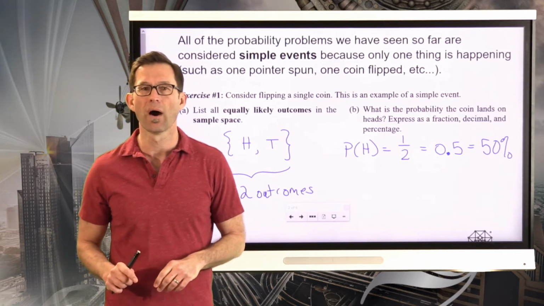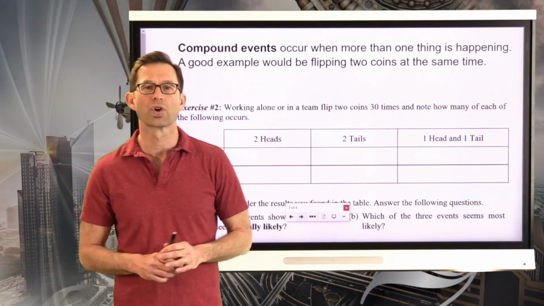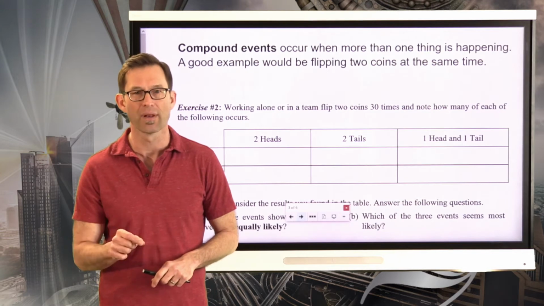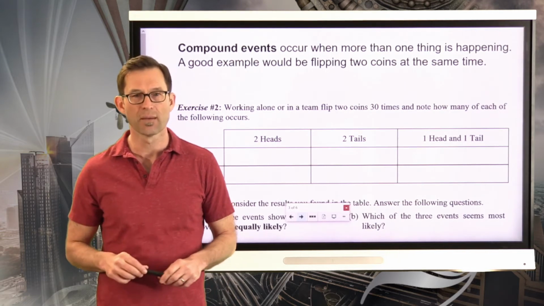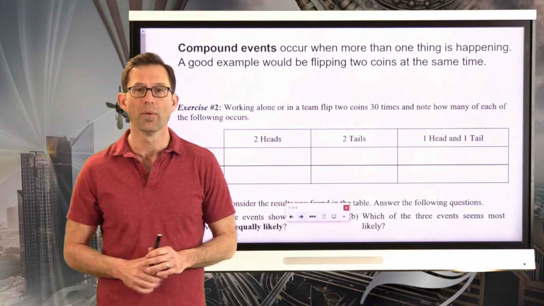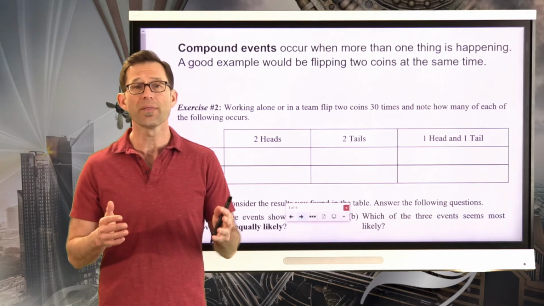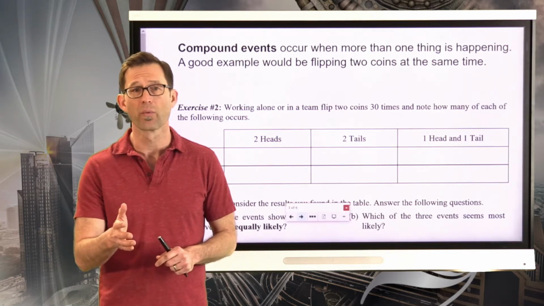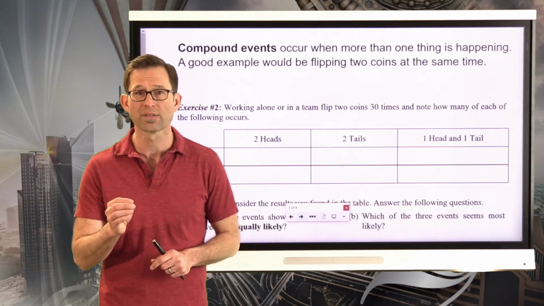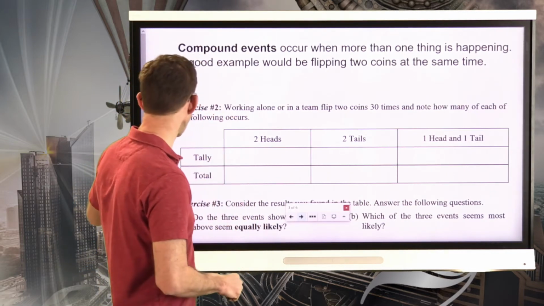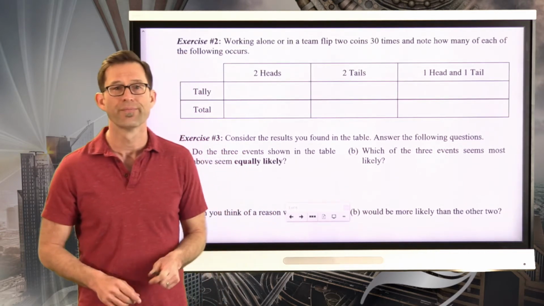But now let's talk about compound events. Compound events occur when more than one thing is happening. A good example would be flipping two coins at the same time. So for the next exercise, you're going to need to have two coins. Whether you're doing this lesson from home, because maybe you're doing remote learning, or whether you're doing it in a classroom, you need to have two coins. So let's take a look at exercise number 2 and see what it asks you to do.